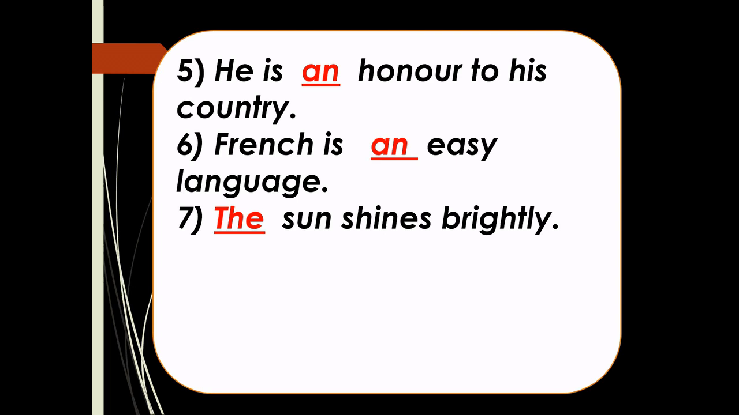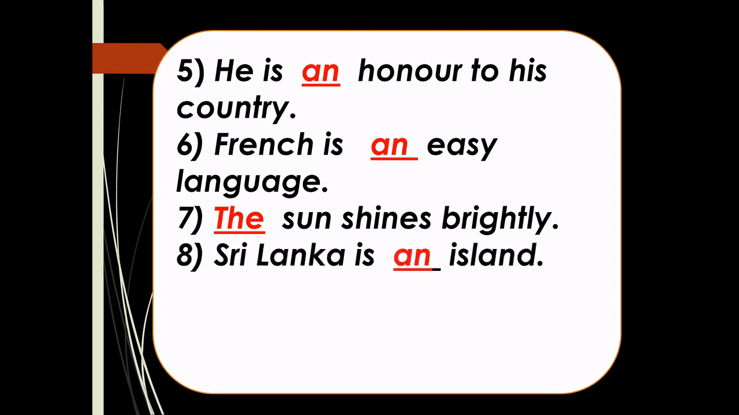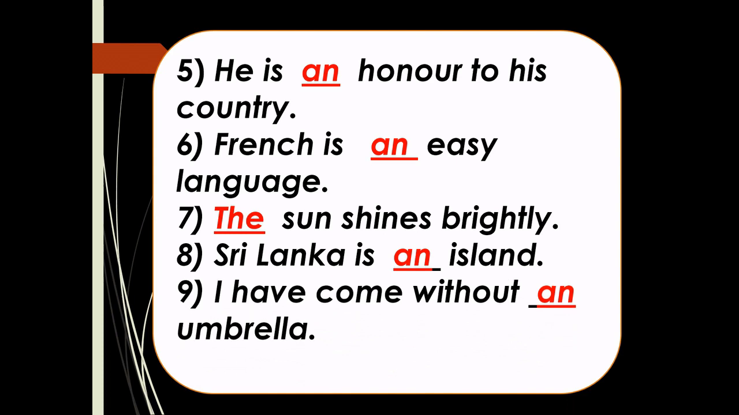Number 7. The sun shines brightly. The is used before common nouns, and sun is the name of a unique thing. That is why the is used here. Number 8. Sri Lanka is an island. Here the word island is starting with a vowel sound. That is why an is used before it. Number 9. I have come without an umbrella. So here the word umbrella is starting with a vowel sound. That is why an is used here.